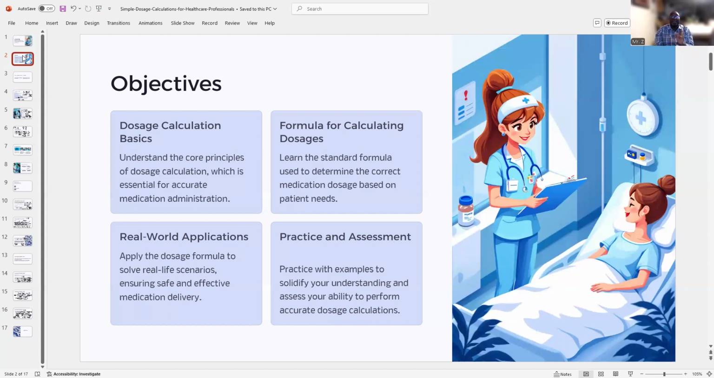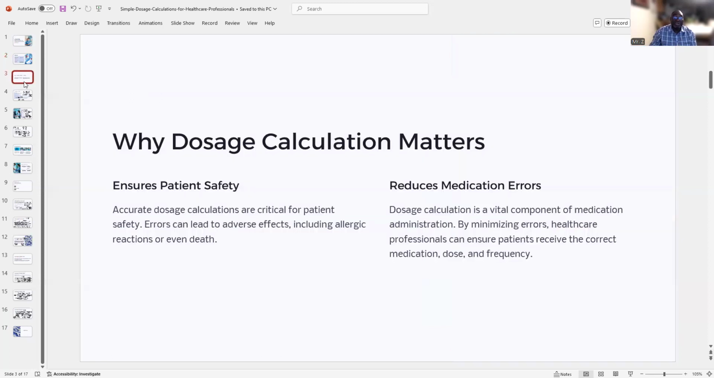Remember, dear friend, practice makes perfect. You cannot learn math, you cannot learn dosage calculation by just scanning through. Yes, you can scan through if you've already mastered this skill. Dear friend, it's critical for you to know how to solve dosage calculation, because you do not want to kill someone. Why does dosage calculation matter?